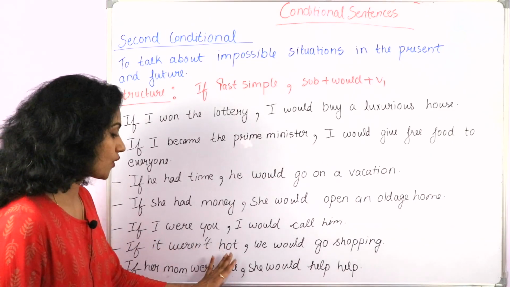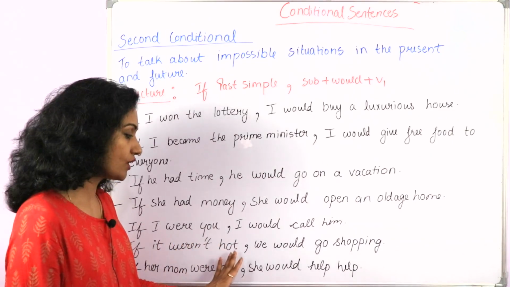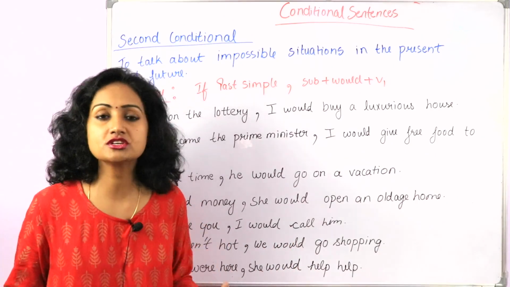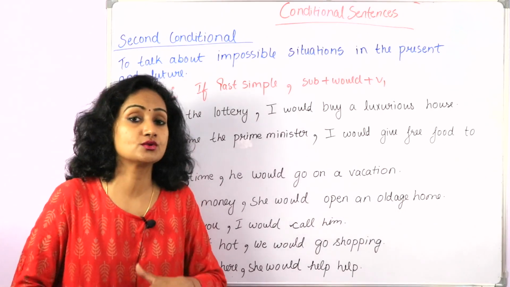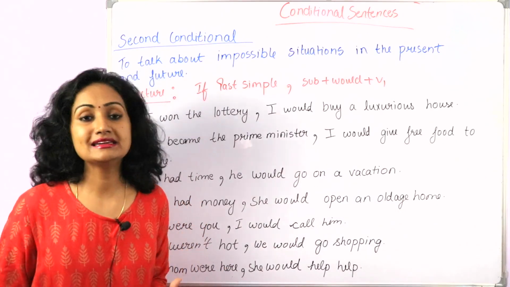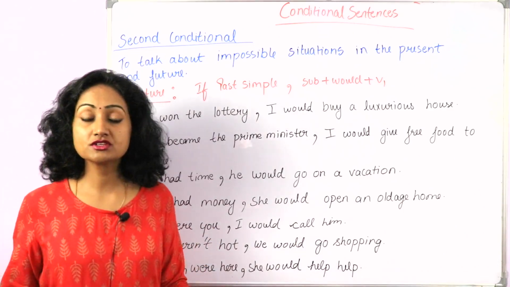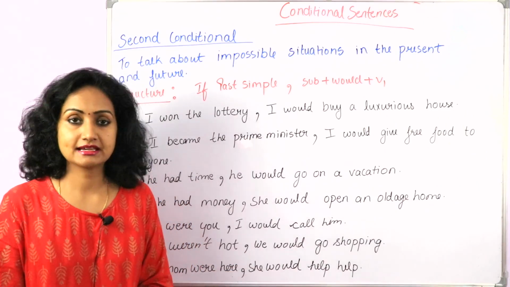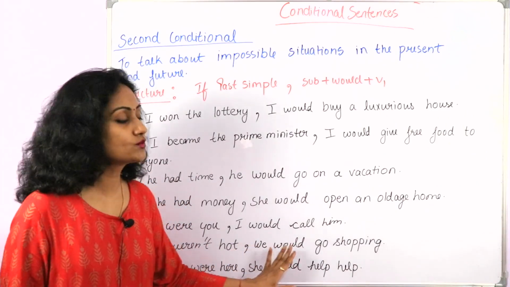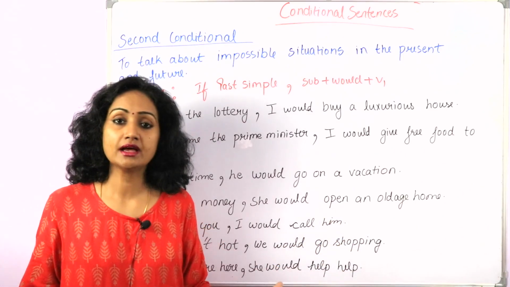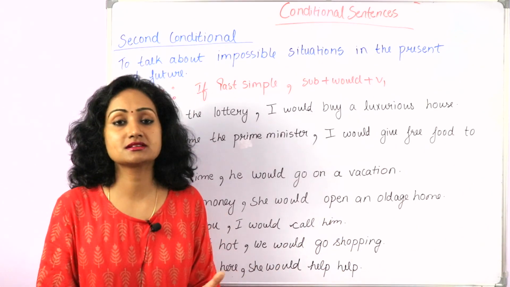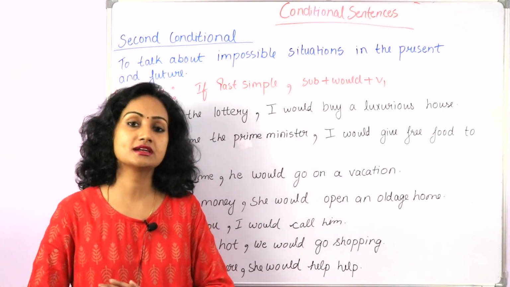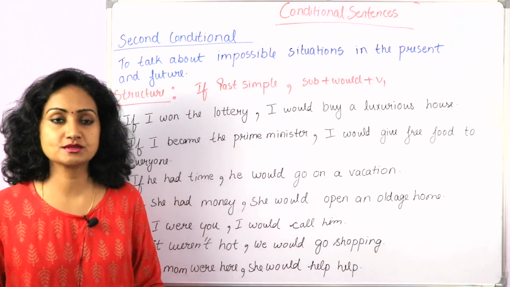If it were not hot, or if it weren't hot, we would go shopping. So outside it's sunny, it's scorching heat, and you want to go shopping but you can't because of heat. But yes, you can imagine. Nobody can stop you to imagine anything. So you are saying that if it weren't hot, we would go shopping. But now it's impossible because it's scorching outside. We cannot go out. But yes, we can imagine, and we are imagining about it. So it's an impossible situation.